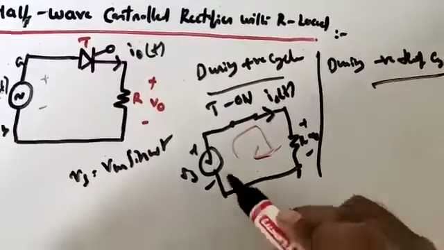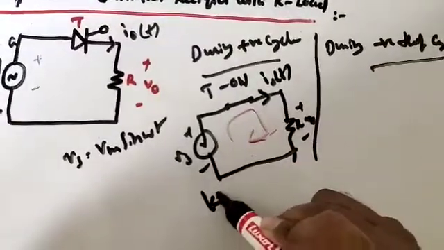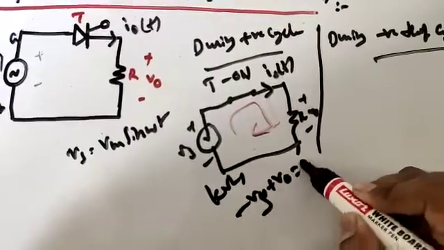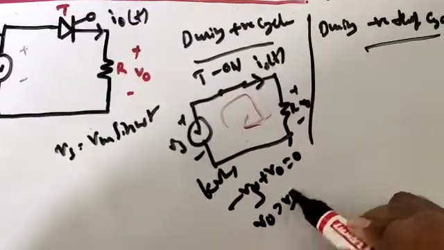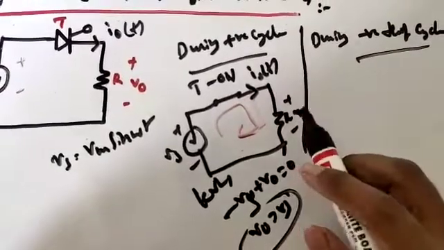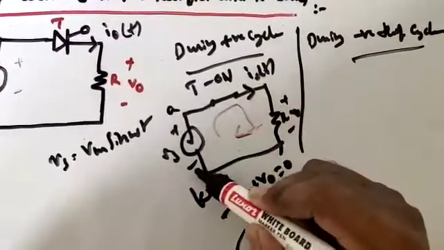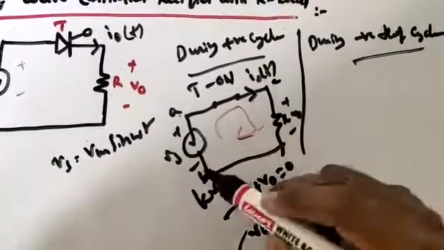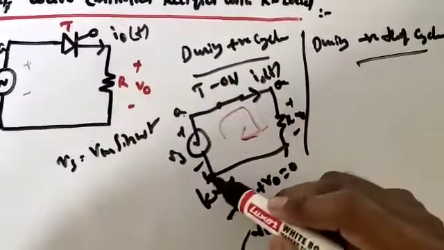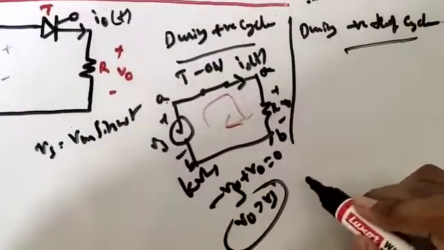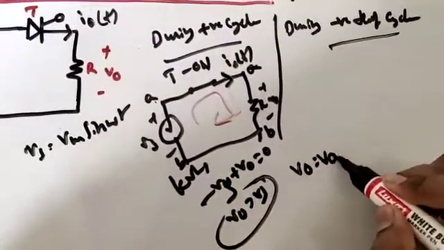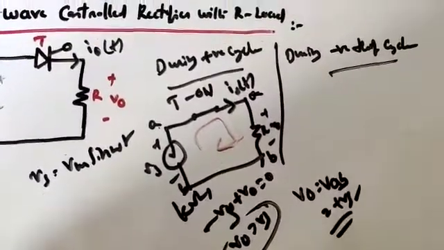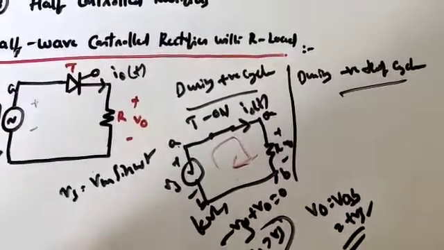Now if you apply KVL here, minus V0 minus Vs plus V0 equal to 0, so V0 equal to Vs. The other way of explaining this: this is A, this is B. As it is short circuited, this A is appearing over this node, and this B is appearing over this node. That means V0 equal to VAB, which is nothing but positive Vs. In this manner also you can derive.